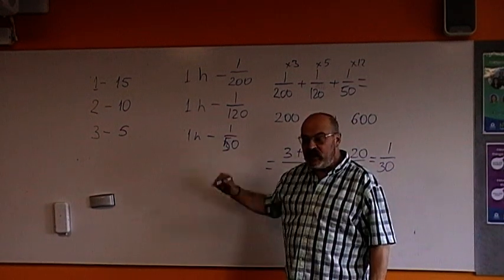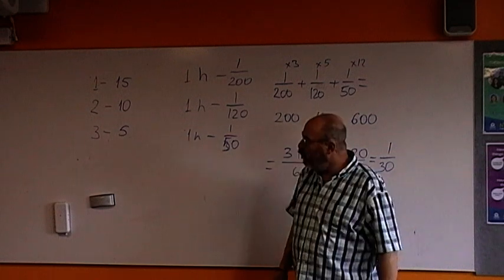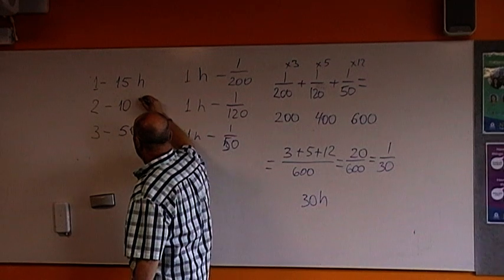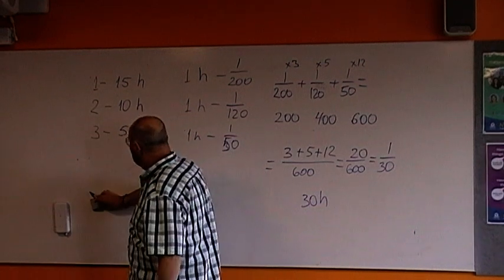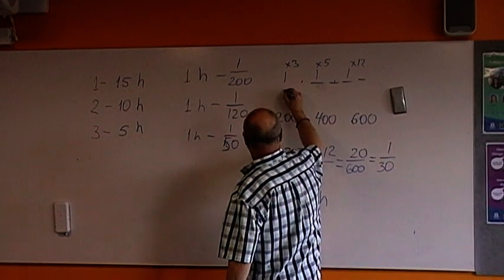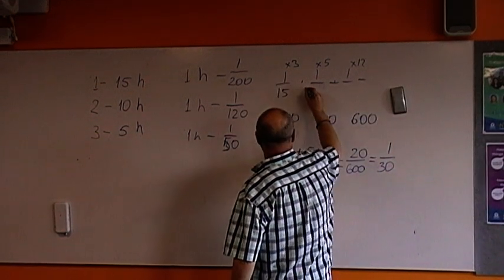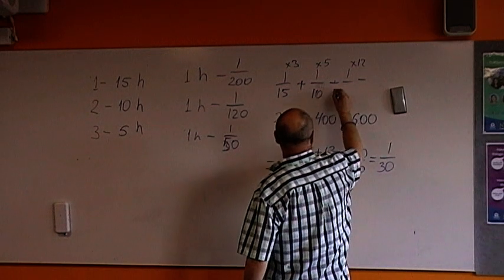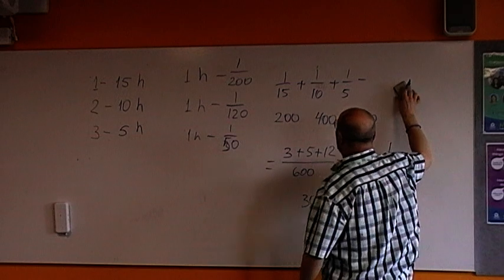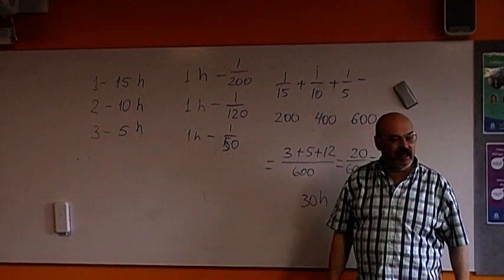Let's solve this one together. If one can fill in 15 hours, that's 1 over 15, then 1 over 10, and 1 over 5. So we need to add them. 1 over 15 plus 1 over 10 plus 1 over 5. What is the lowest common multiple? It is 30.